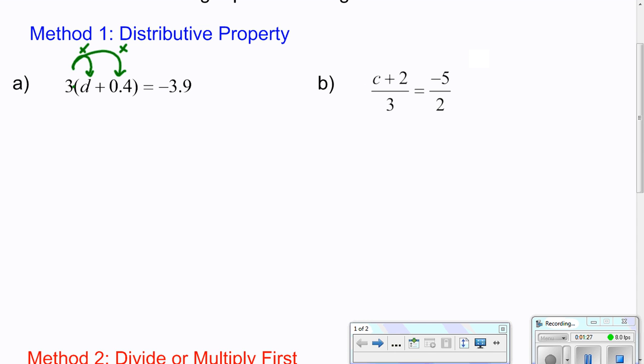Once the bracket closes, the distributive property stops. So we're not going to go 3 times the negative 3.9 because it's not inside the bracket. It doesn't distribute across the equal sign or outside of the bracket. So when we multiply, we end up with 3d, or 3 times d, plus 1.2 equals negative 3.9.